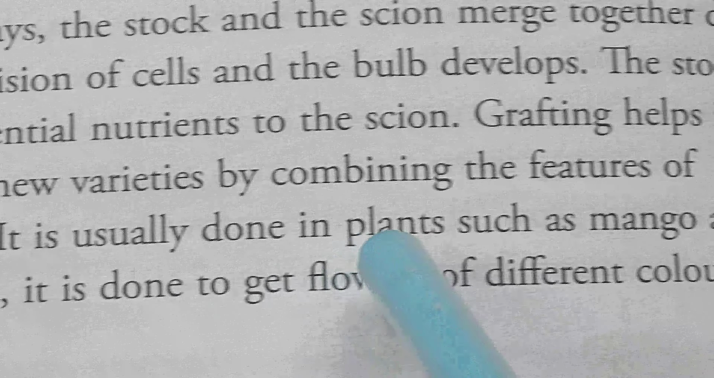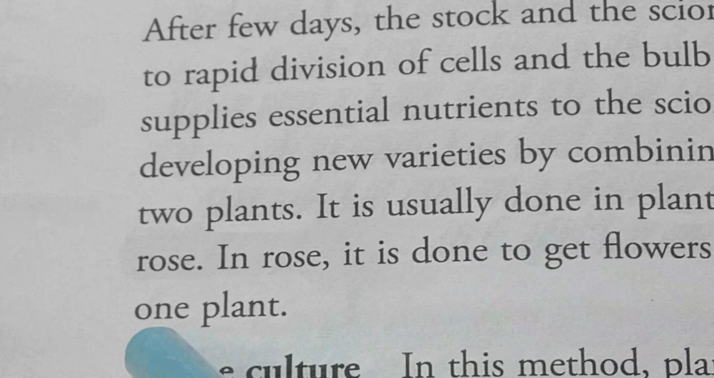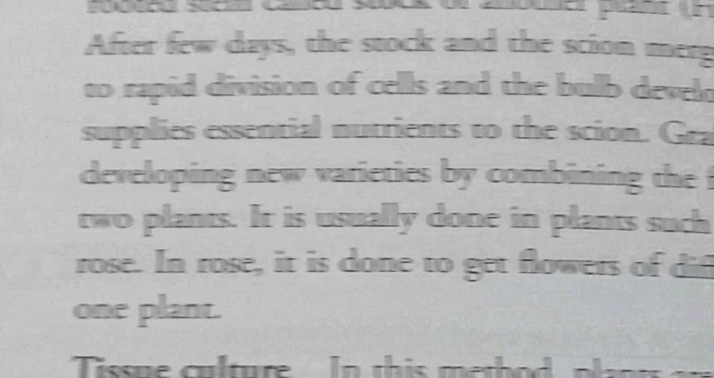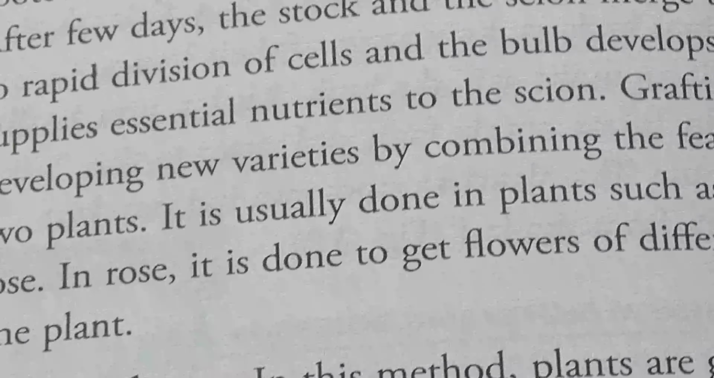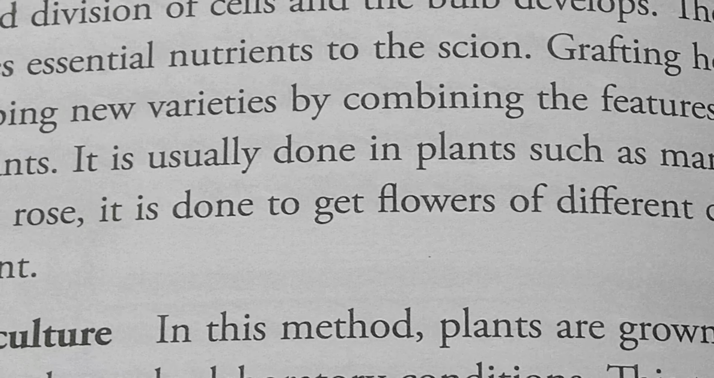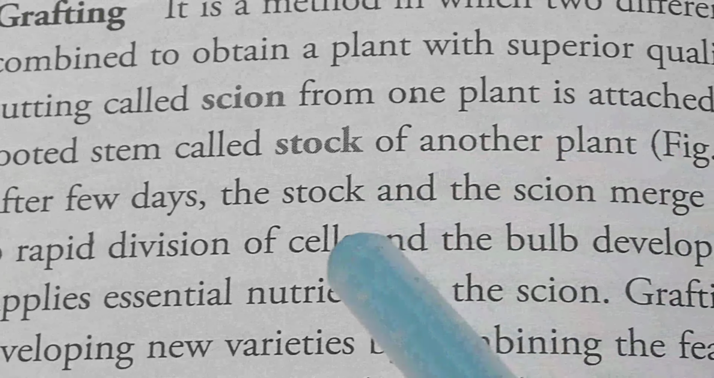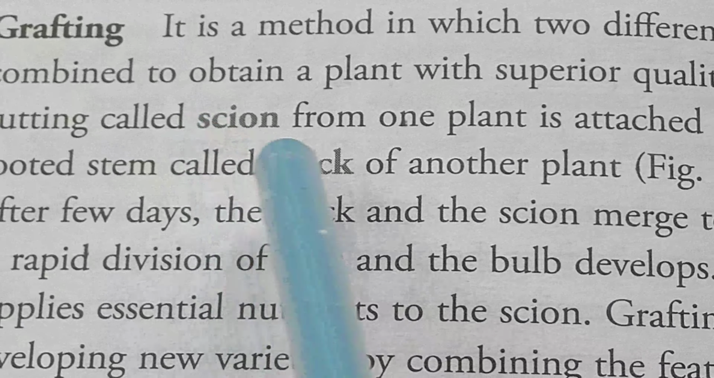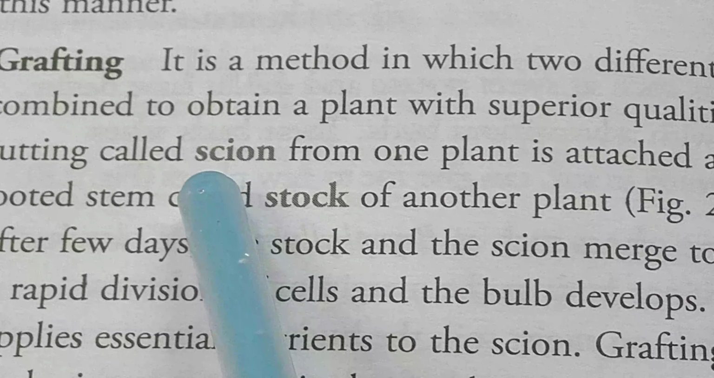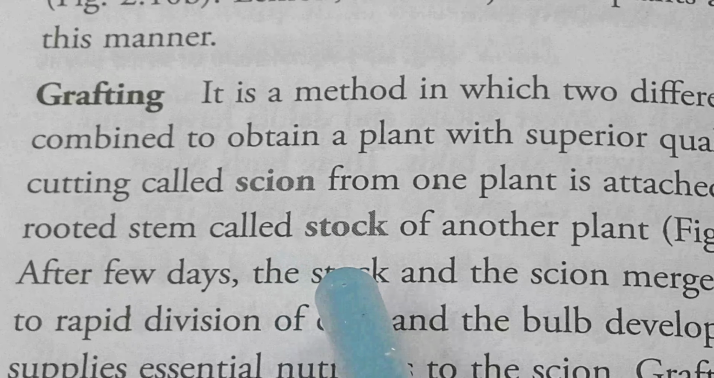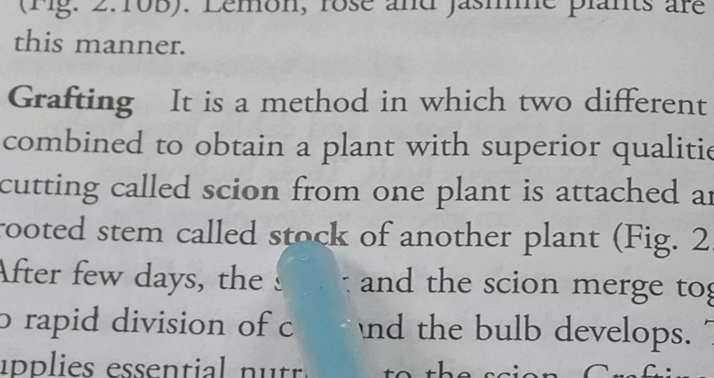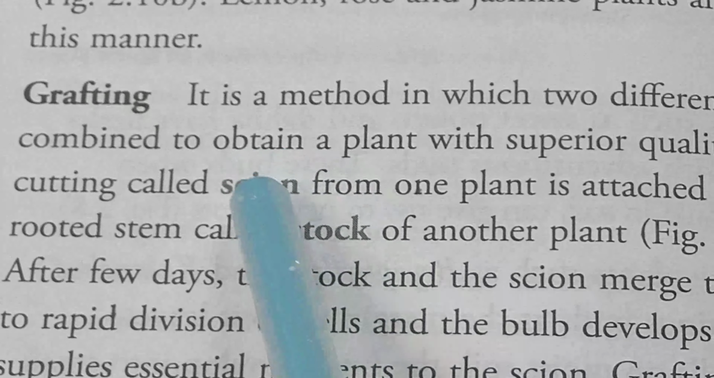It is usually done in the plants such as a mango and rose. In rose, it is done to get flowers of different colors on one plant. So, this process is mainly applied on mango or rose plants. So what is the basic difference between scion and stalk? तो हेल्दी प्लांट जो हम एक प्लांट से काट रहे हैं हेल्दी स्टेम दैट इज स्कियन, और दूसरा अटैच रूट जो प्लांट के साथ हम उसको टाई अप करेंगे उसको हम बोलेंगे क्या? स्टॉक. ये डिफरेंस बहुत अच्छे से पढ़ना.